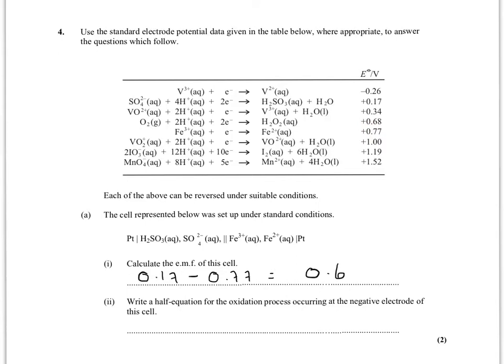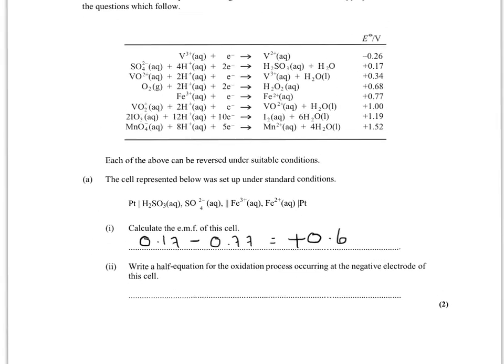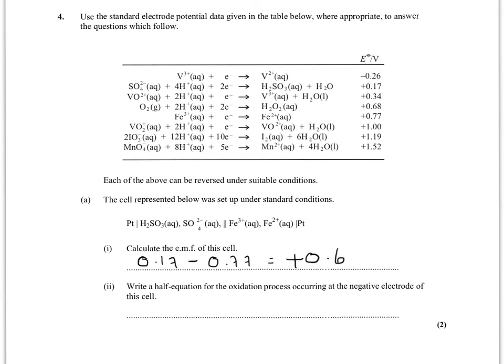0.6. Is it positive or negative? We'll look at the two electrodes. The right-hand electrode is this one, and that is more positive than this one, so therefore again this is a positive EMF. Then write the half equation of the oxidation process occurring at the negative electrode of the cell. So you've got to think about which one is the negative electrode. Again, look at them both. So that one is more negative than this one. So the oxidation process is going to be this, but in the opposite direction. Remember, the oxidation process is the other way round to the way it's written in the table. So it's going to be H2SO3 plus H2O goes to make SO4 2 minus plus 4H plus 2 electrons.